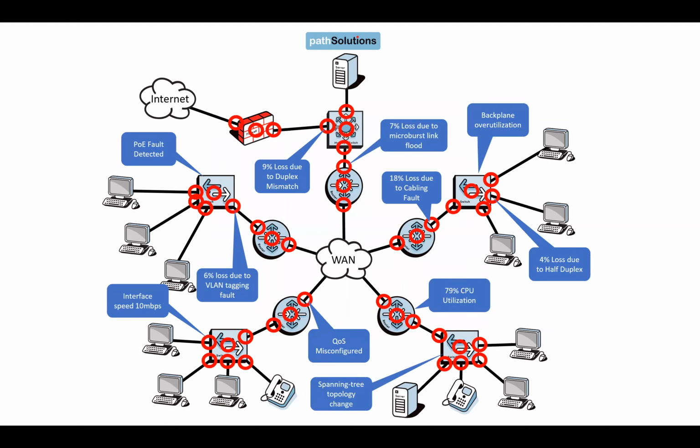Thus, within an hour of deploying our software, we're going to tell you everything your network equipment knows because we're able to ask it for what are the problems. We can tell you about cabling faults, microburst link floods, CPU utilization spikes, VLAN tagging faults, duplex mismatches. So any sort of problem that your devices are aware of, we're able to automatically glean that information and root cause troubleshoot it so that you can start proactively fixing the problems in your network.